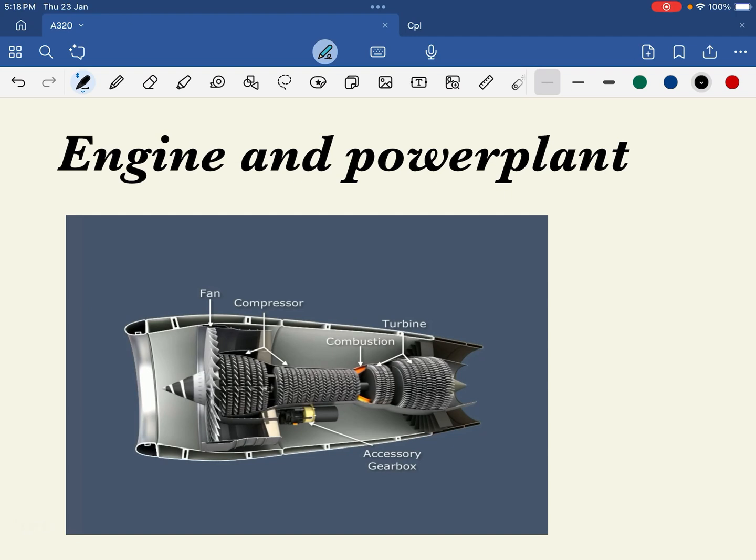Today we are starting with a new chapter which is engine and power plant. Just a small disclaimer that I don't own any of the images and these images are used only for training purposes. So let's begin.